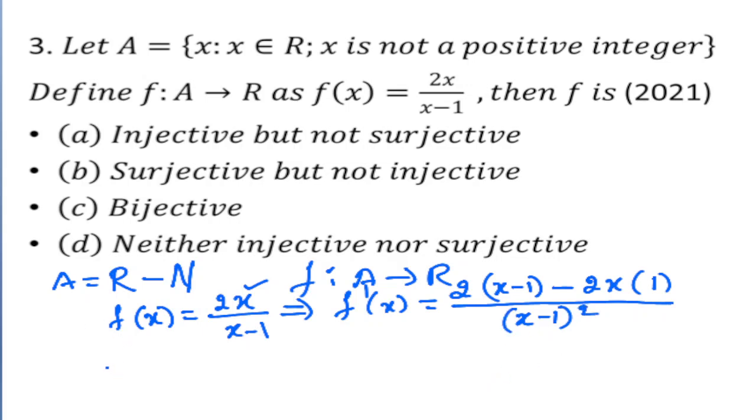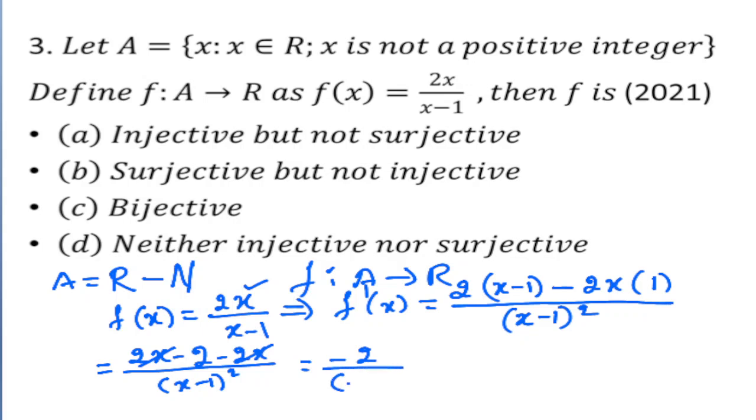So see friends, let us simplify the numerator here. Let us check out what is the value of this function. Then we can conclude, if it is greater than 0, strictly increasing, less than 0, strictly decreasing. In both the cases, the function is 1-1. So multiply 2 first, 2x minus 2 minus 2x whole divided by x minus 1 whole square. Minus 2x plus 2x will get cancelled. Minus 2 divided by x minus 1 whole square.